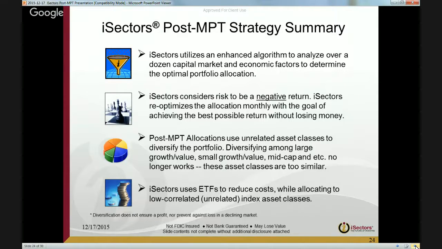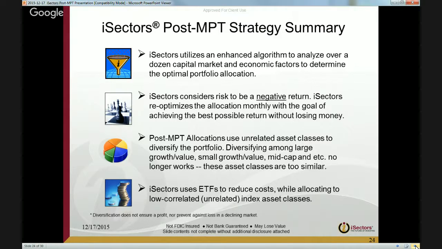Okay, the next question: have there ever been any market conditions that would prompt iSectors to change the allocation sooner than monthly? Well, we've back tested the model back to 2004. We've looked at rebalancing it bi-weekly, monthly, bi-monthly, quarterly, and we found that the best time frame for optimizing or rebalancing a portfolio was monthly.